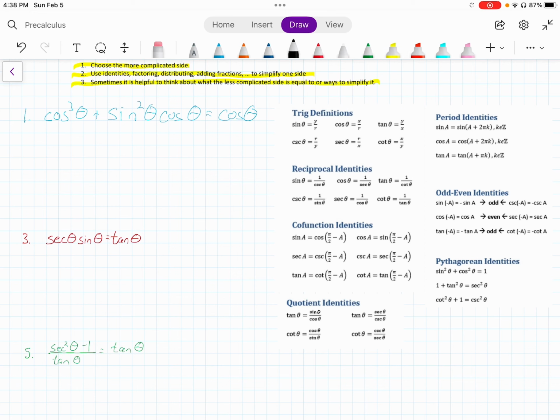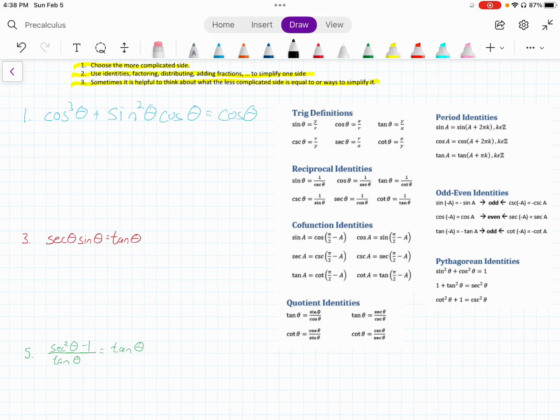So this first one: cosine cubed plus sine squared times cosine is equal to cosine. Now, oftentimes I neglect to mention the variable. I will try to mention it, but sometimes I do forget. So what we can notice here is the left side is definitely the more complicated side. And we can use identities, factoring, distributing, adding fractions to try to make it look like the right side, which is just cosine of theta.